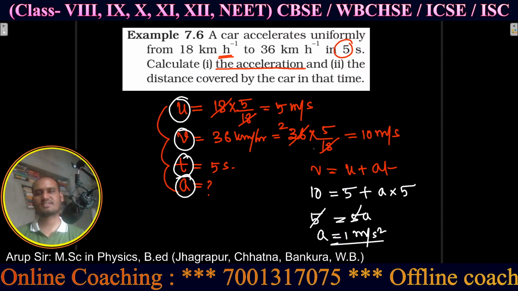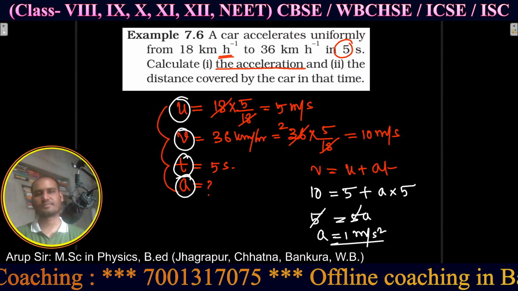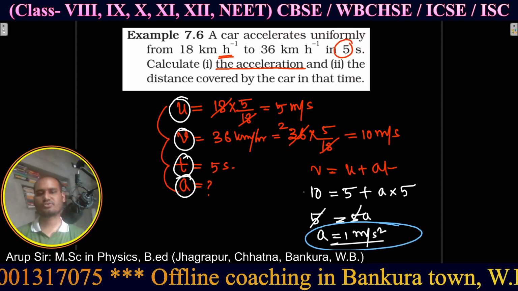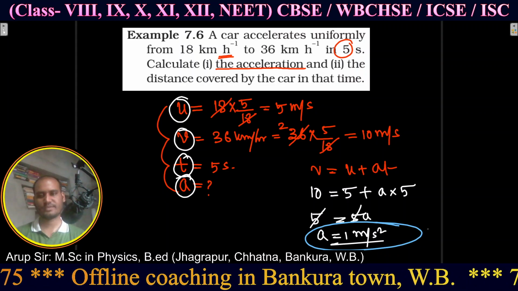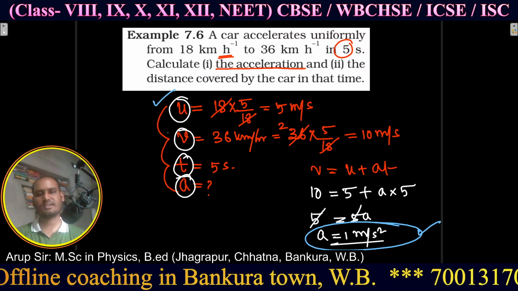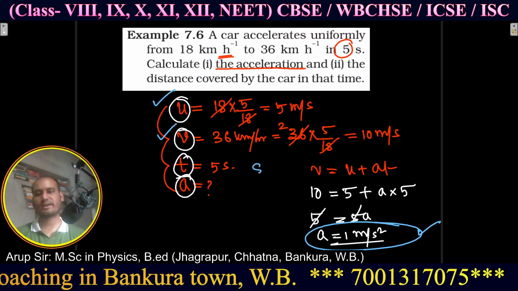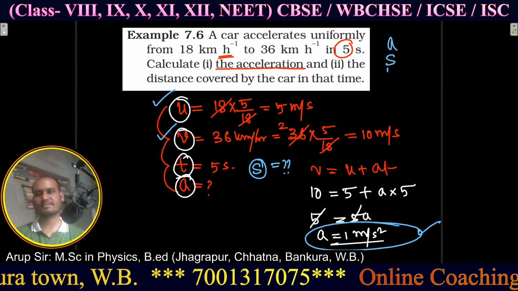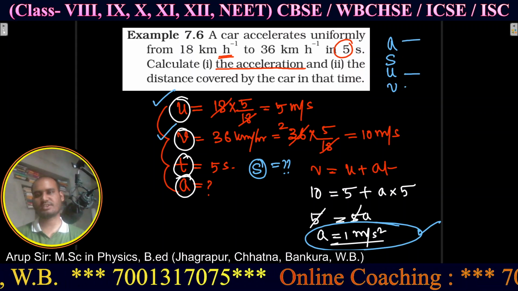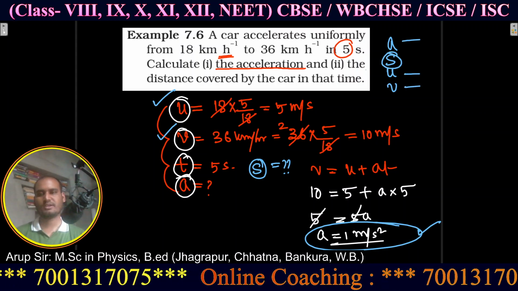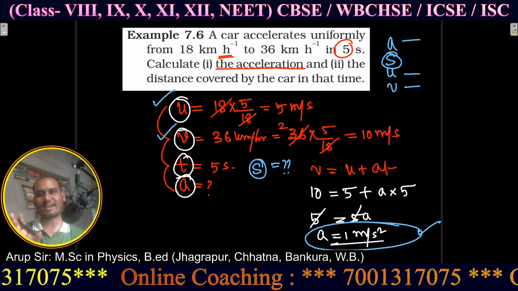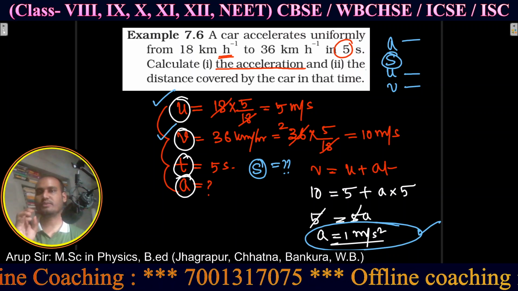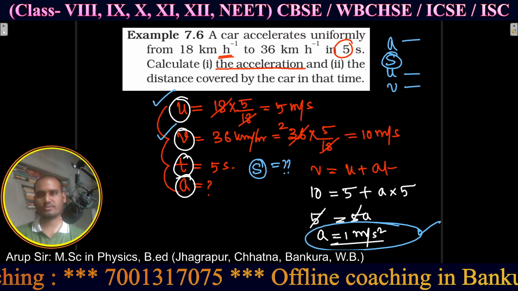Second question is the distance covered by the car in that time. So what is the distance? Since acceleration is now known, try to use this acceleration term. Okay, so acceleration a, v, u, and what we need to find out? s. These three terms are known. This one is unknown. If only 4 parameters are in an equation, 3 are known, only 1 parameter we have to find out, then we can use the formula.